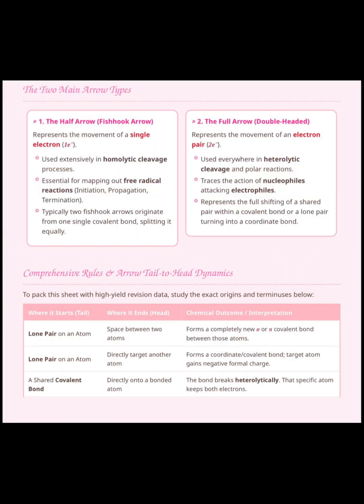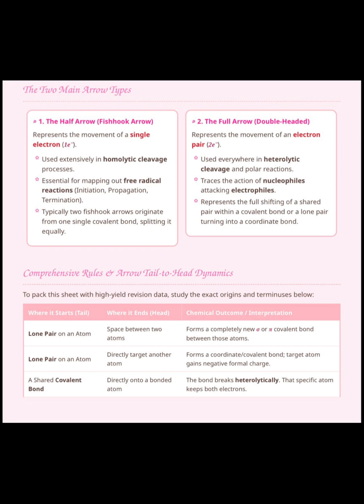A super important thing to remember, it's like a golden rule, I just keep it in my head, is that arrows always start at an electron source, like a lone pair or a bond pair, and point to where they're landing. You can never, ever draw them backwards. So, there are like two types of arrows.